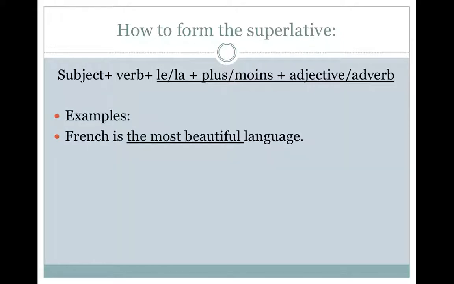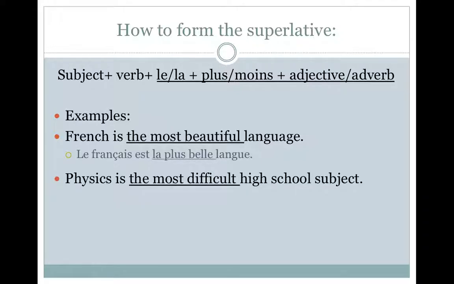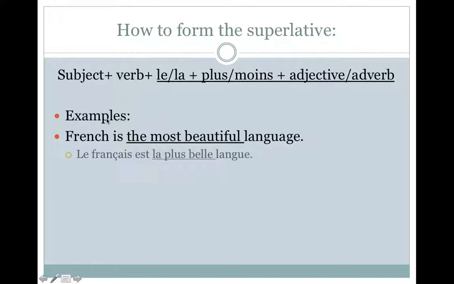So let's check out an example. So from our first slide, if we want to say French is the most beautiful language, that would become le français est la plus belle langue. Because we have our subject here, le français. We have our verb, est. Le la is right here. Plus moins right here. And then our adjective or adverb, belle. And then sometimes you can repeat a little description like long. The key difference is that long refers to le français. This isn't a second thing that we're comparing. It all is talking about one thing, which in this case is the French language.